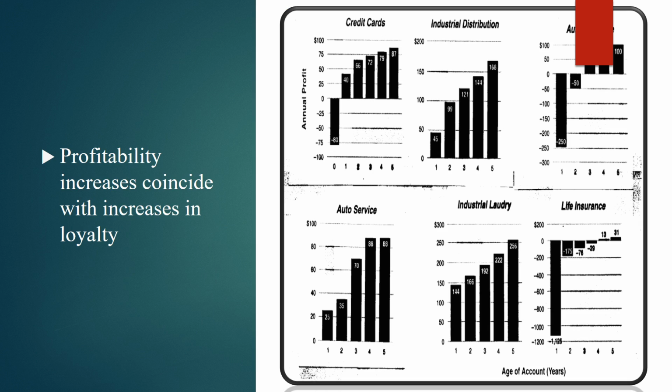Now, here on the right, you'll see a graph with a number of different industries, such as credit cards, industrial distribution, industrial laundry, life insurance, and auto services. And it shows the relationship between profitability and increases in loyalty. So as you can tell, the profit increases as loyalty increases.